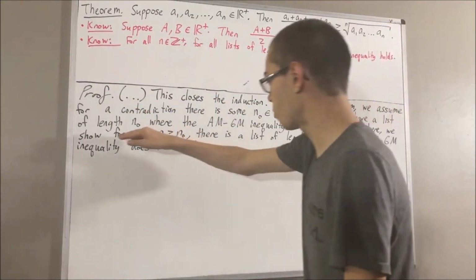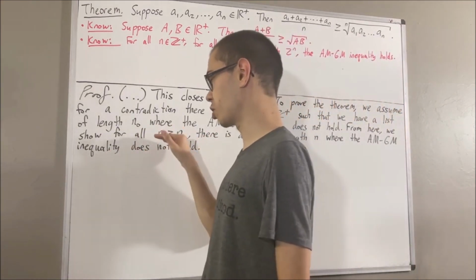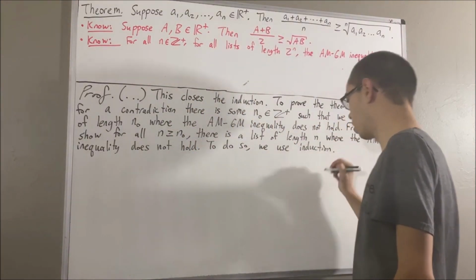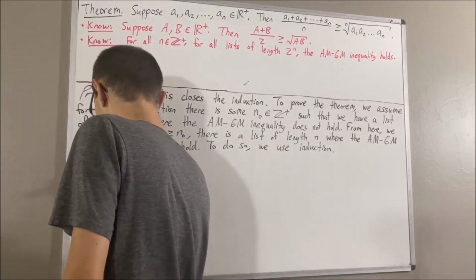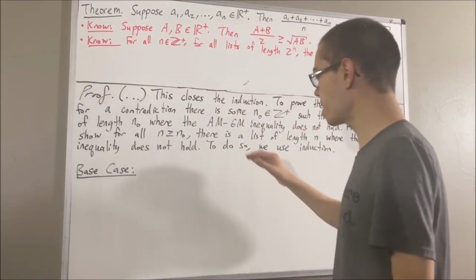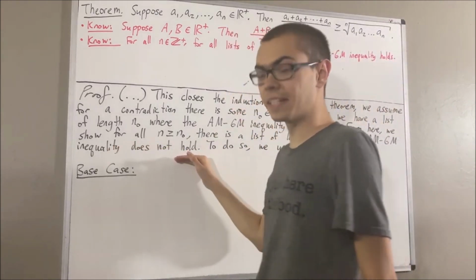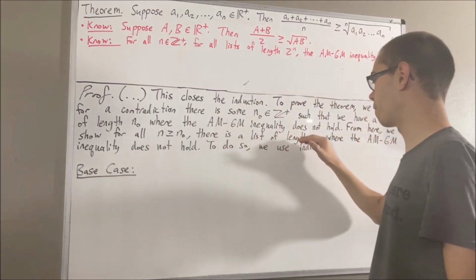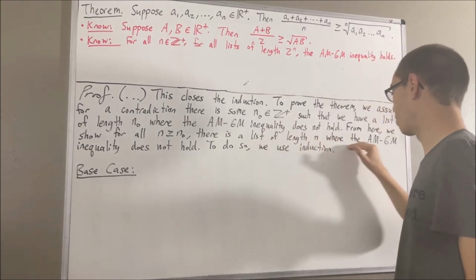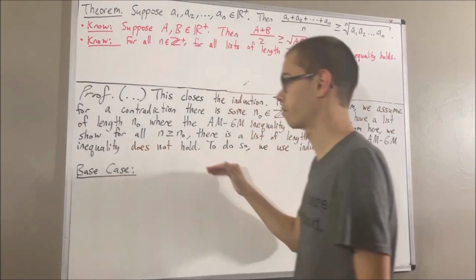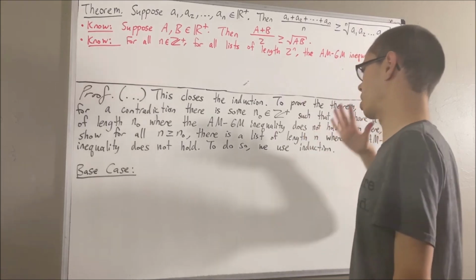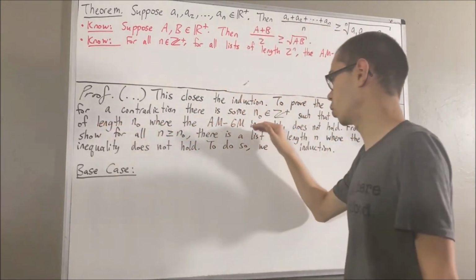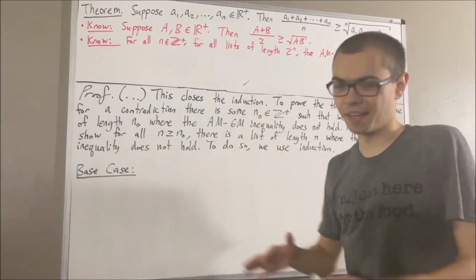So, since we're trying to prove a statement about all positive integers greater than or equal to n naught, we're going to use induction. So let's start with the base case. Now in the base case, we're trying to show that this is true in the case where n is equal to n naught. So really, we want to show that there is a list of positive real numbers of length n naught where the AMGM inequality does not hold. Well, by our assumption, we already know that we have a list of length n naught where the AMGM inequality does not hold. So the base case is done.